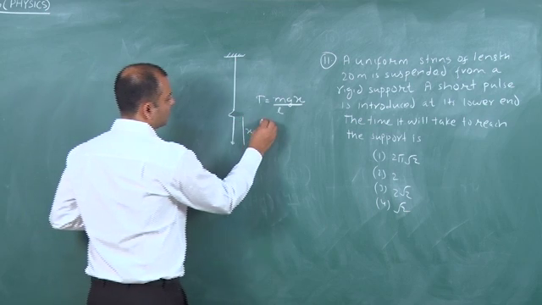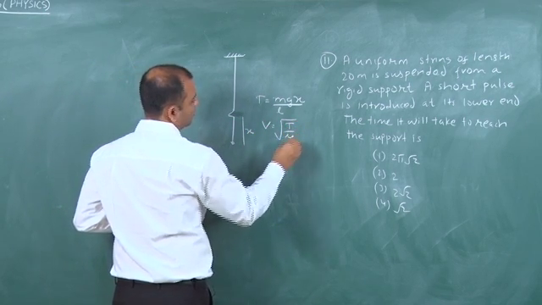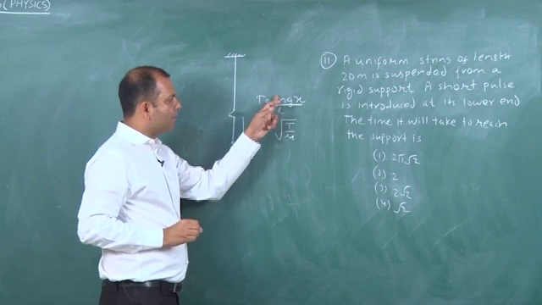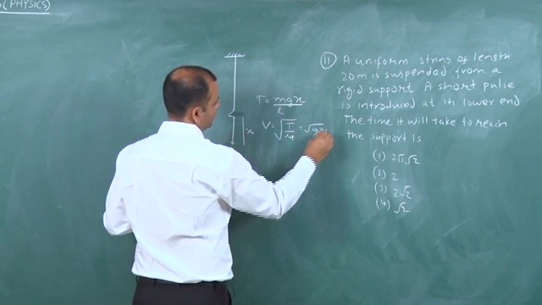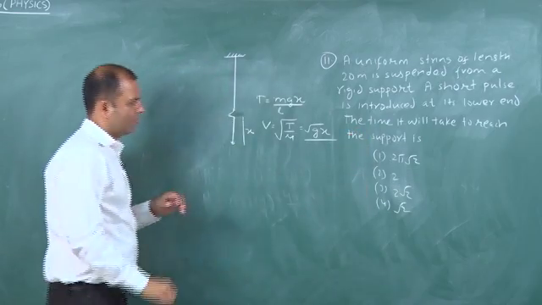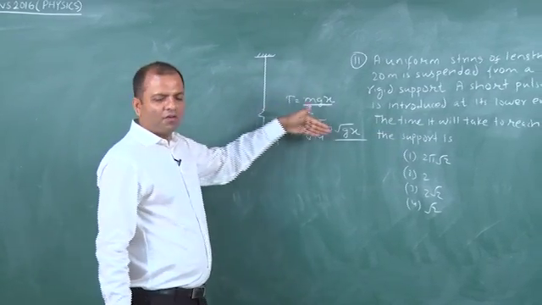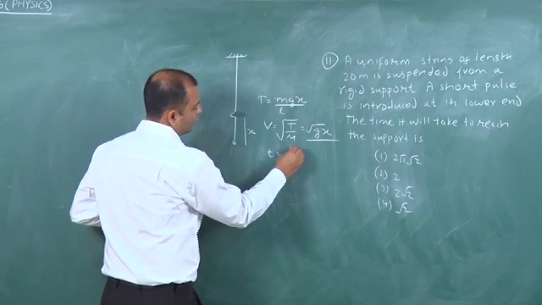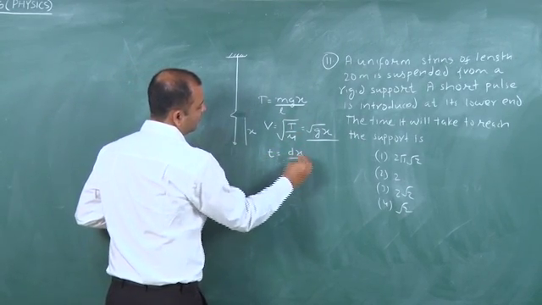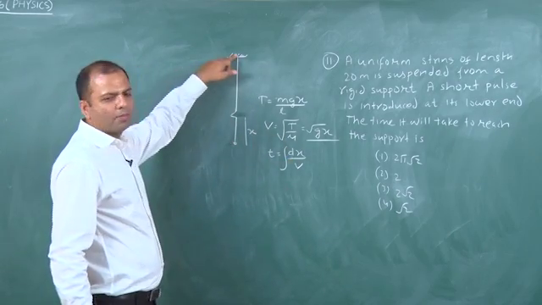So, what is the velocity of the pulse there? V equals root of T divided by mu. Well, this mu is nothing but m by L. So, V equals root of g x. Of course, now you know the value of V as a function of x, and you can write t equal to the integral of dx divided by V, to find the time taken by the pulse to reach the top.